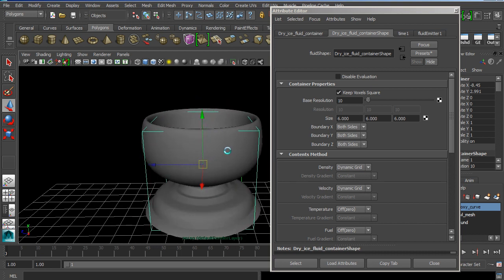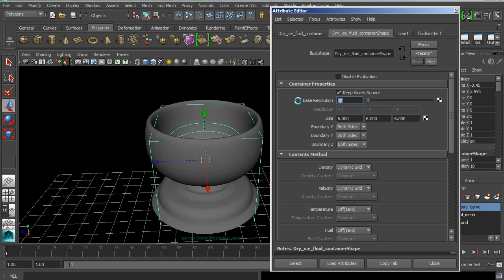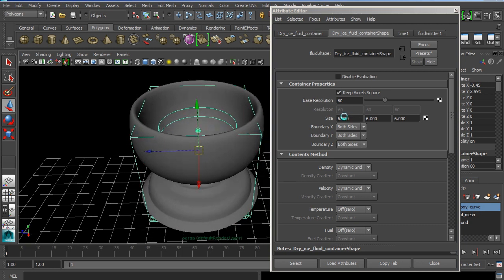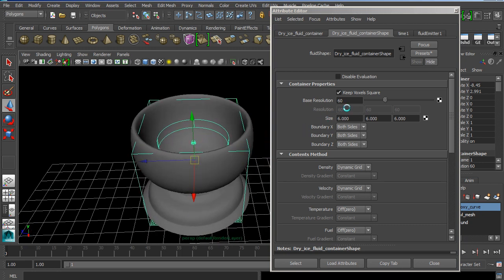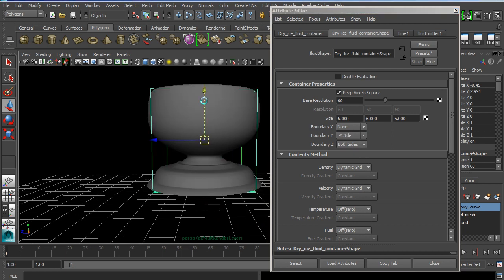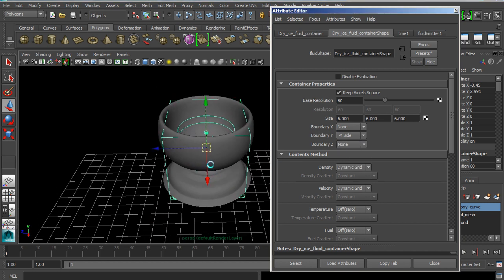Okay, so there's really going to be a good resolution which we have to use. But for the initial, I like to go for 60, which is a very decent value for the base start. Let me just put that to 60, and of course the sizes are already set. We don't need to work upon them here. For the boundary X, I would like to go for none. For the boundary Y, I would like to go for minus Y, since I don't want my fluids to go beyond the base. And again, for the Z, I like to go for none.